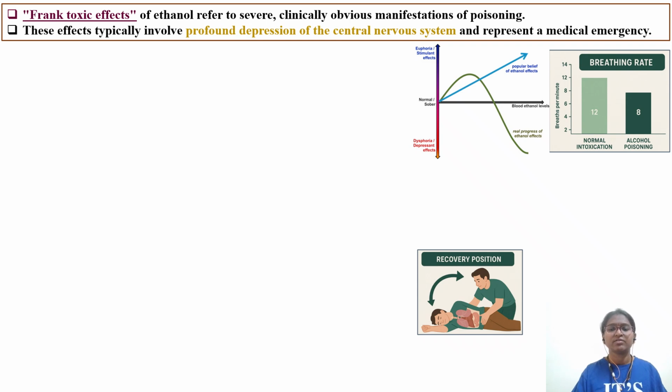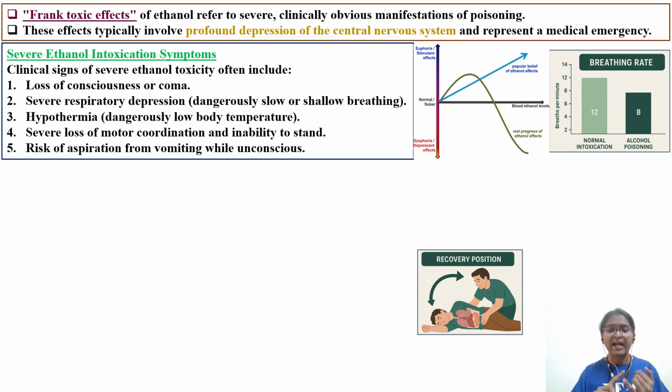Now we'll read one slide on what frank toxic effects are. I will discuss the frank toxic level, the FEL, at the point of departure in another video, but today we are restricted to frank toxic effects, which are given in the textbook. Frank toxic effects of ethanol refer to severe, clinically obvious manifestations of poisoning. Based on the severity of the toxicity, this terminology is given: frank toxic effects, an irreversible type of damage. Keep that in mind.